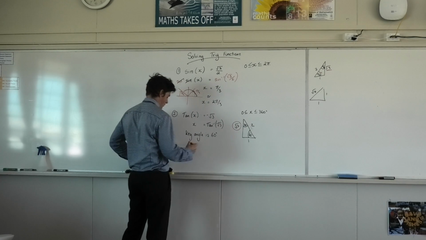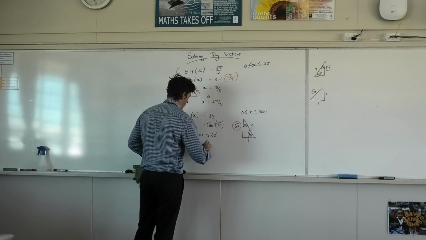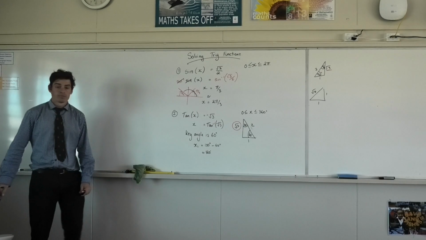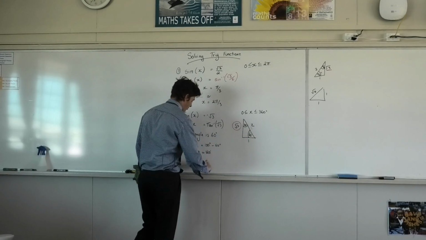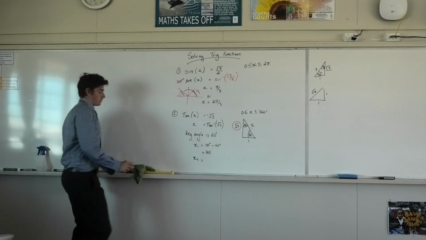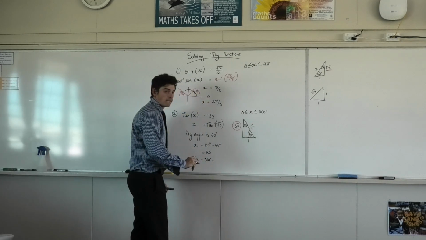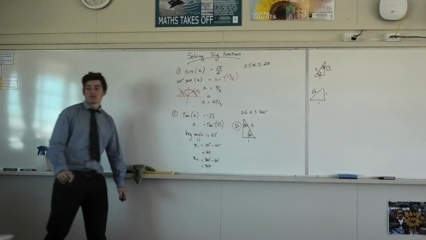So x1, my first value for x, equals 180 degrees minus 60 degrees, which is 120 degrees, correct? What's my second value? x2 equals? Don't tell me the answer, tell me how I get there. x2 equals what, Jason? 360 minus 60. Yeah, very good, sorry. Yeah, no, that's right. I knew your process was good. 300 degrees. So they're my two solutions for that.